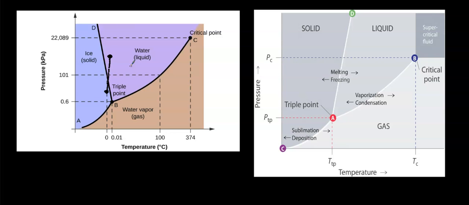So let me ask you this. How do you melt ice? There's two ways of melting ice. You go this way, where you increase the temperature, or you go this way, and you increase the pressure. Interesting, right? If you increase the pressure on ice, you can cause the ice to melt.